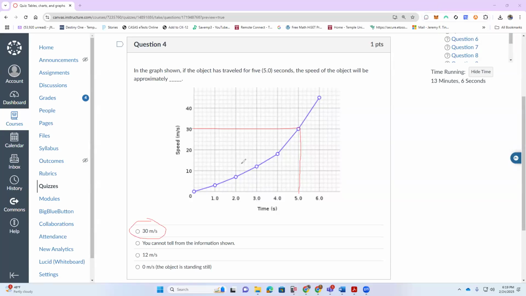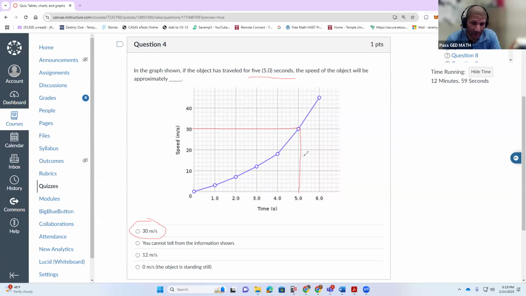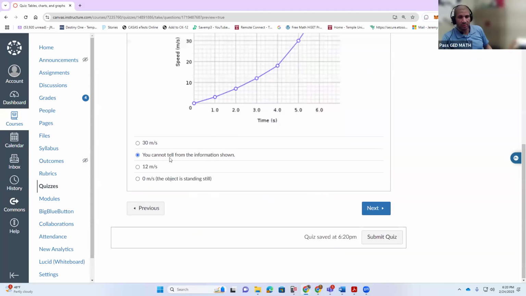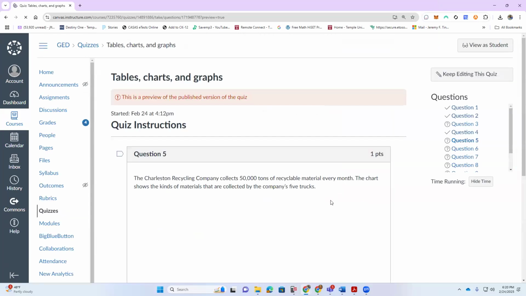A graph has an X and a Y. So they gave you that it traveled for 5 seconds. So you see that 5 on the X axis, you come up to that point on that line, come over to your Y. And that M/S is meters per second. So this is traveling 30 meters per second. Got me? Being able to read a graph is very, very important. I can almost guarantee you're going to have it, especially in science.